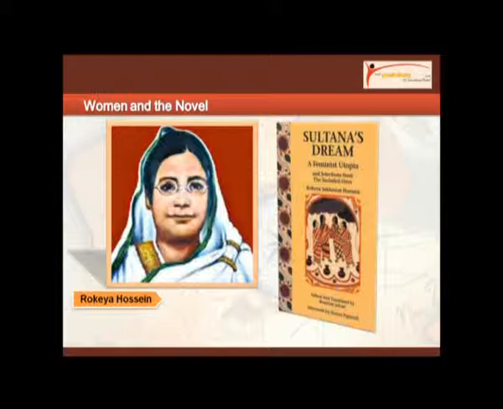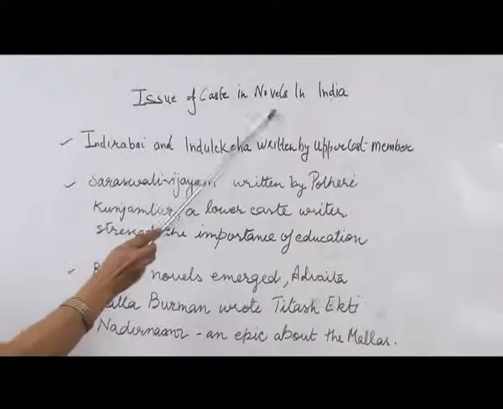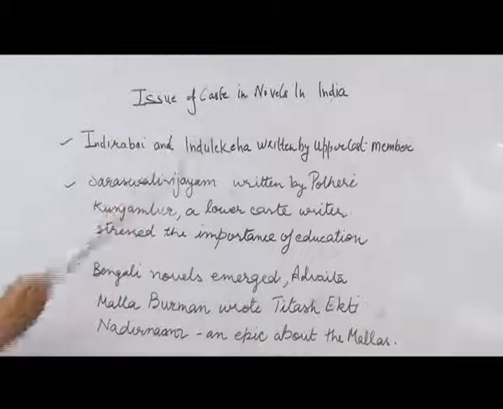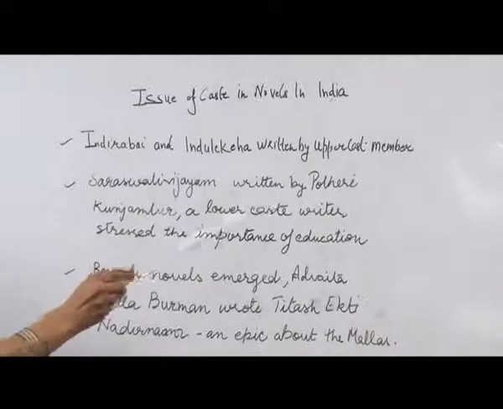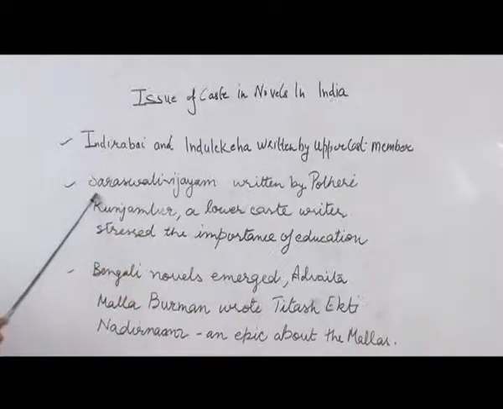Issue of caste in novels in India. The upper caste members wrote novels like Indirabai and Indulekha. They were written by the upper castes. Saraswati Vijayam was a novel written in 1892 by a lower caste writer, Potheri Kunjambu, from North Kerala, mounting a strong blow on caste oppression.